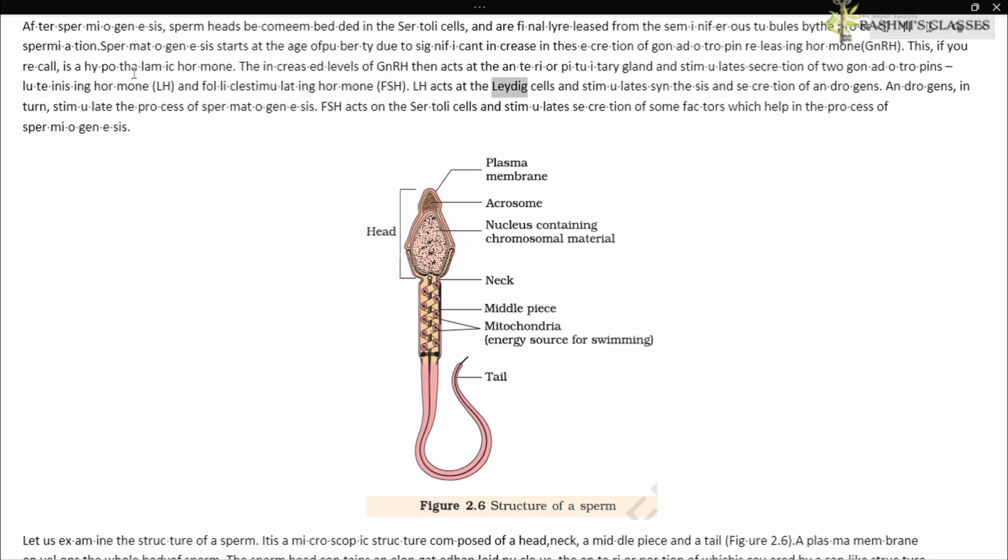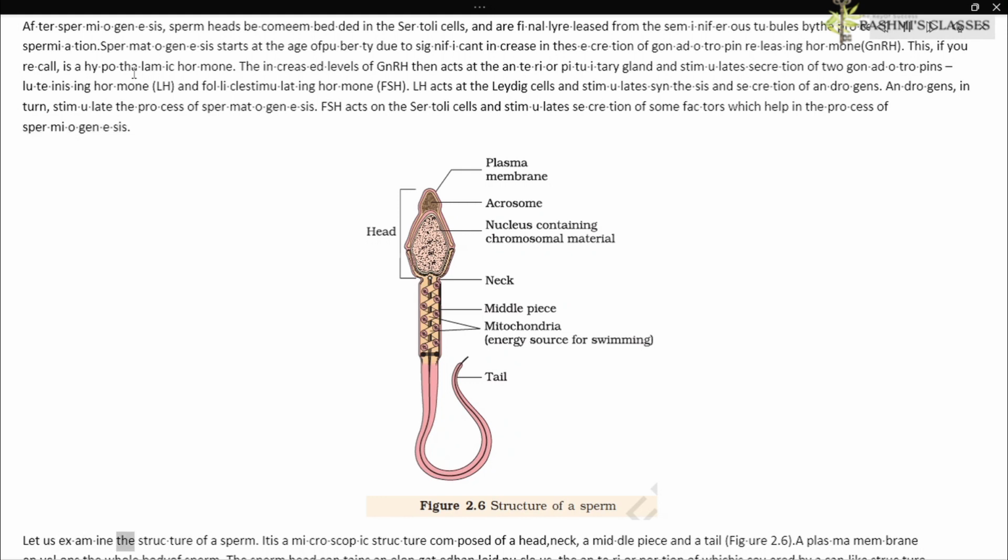LH acts at the Leydig cells and stimulates synthesis and secretion of androgens. Androgens, in turn, stimulate the process of spermatogenesis. FSH acts on the Sertoli cells and stimulates secretion of some factors which help in the process of spermiogenesis.